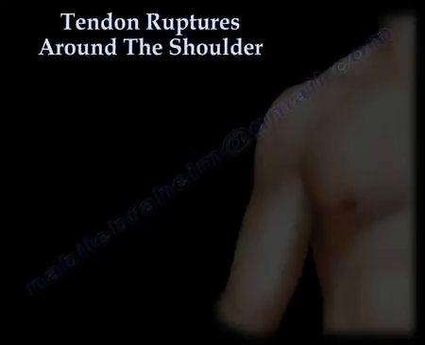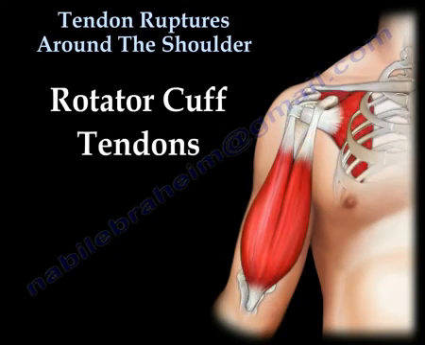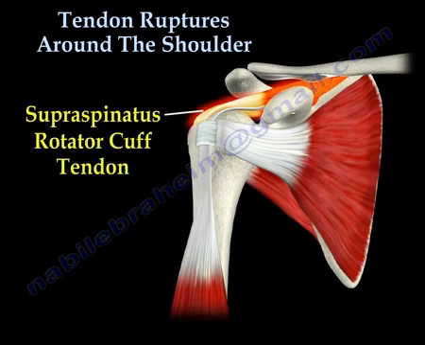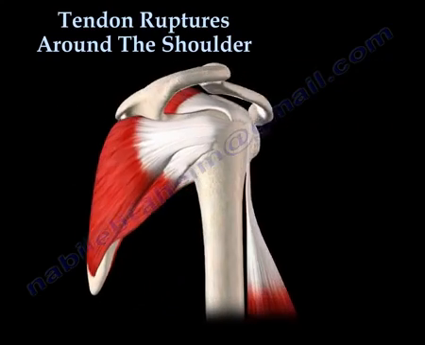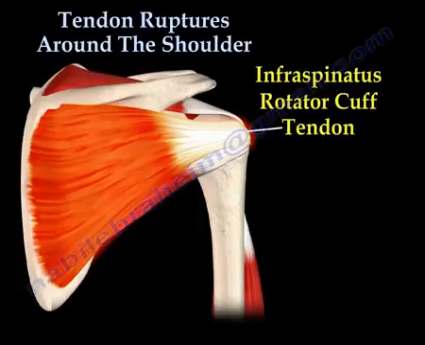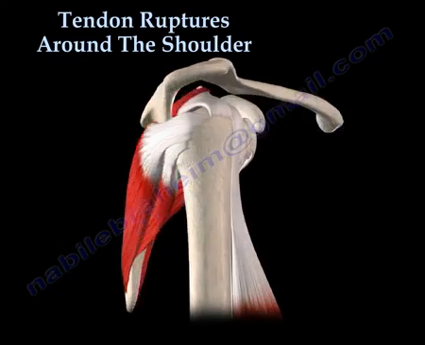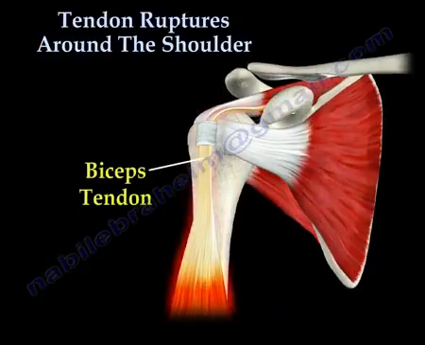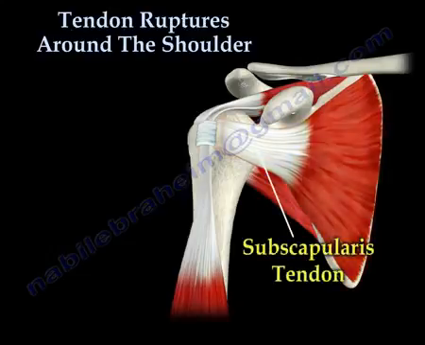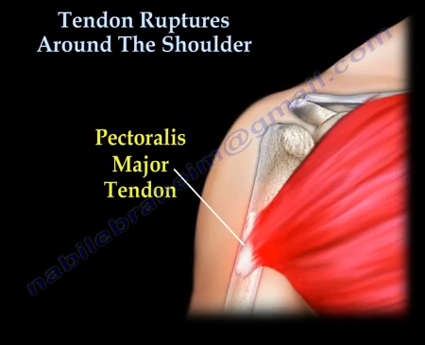Tendon ruptures around the shoulder. Rotator cuff tendons. Here you can see the supraspinatus rotator cuff tendon. The infraspinatus rotator cuff tendon. The teres minor rotator cuff tendon. The biceps tendon. The subscapularis tendon. And the pectoralis major tendon.